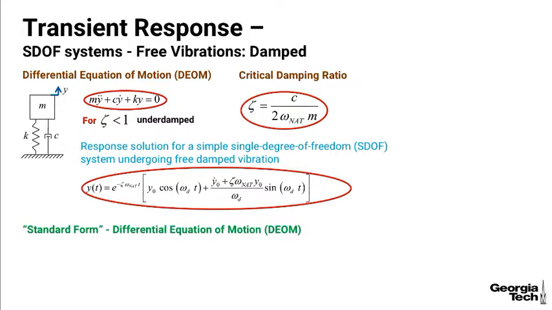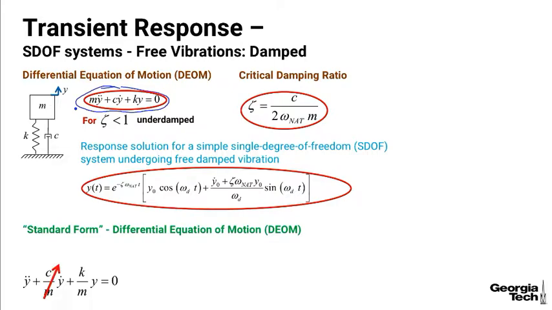Here is the DEOM that I've written earlier. I'm now going to come up with what I'm going to term the standard form of the DEOM, or differential equation of motion, where I make the coefficient of the acceleration term equal to 1, or unity, by dividing the whole equation by m. So what I end up with is y double dot plus c over m y dot plus k over m y equals 0.